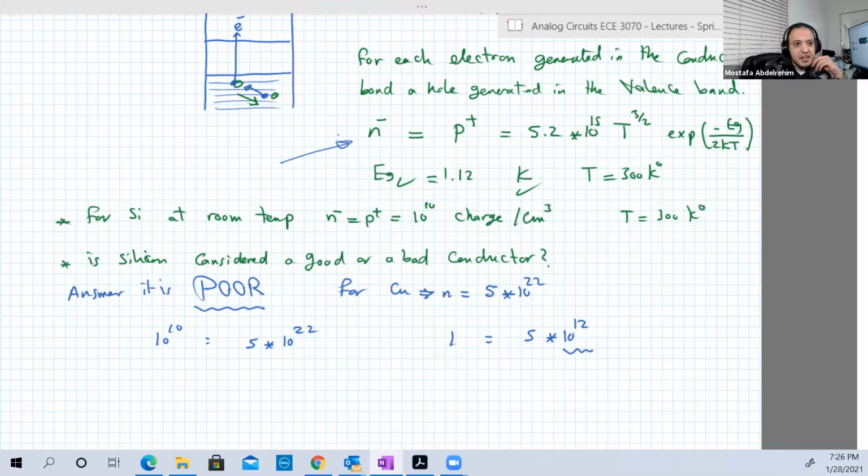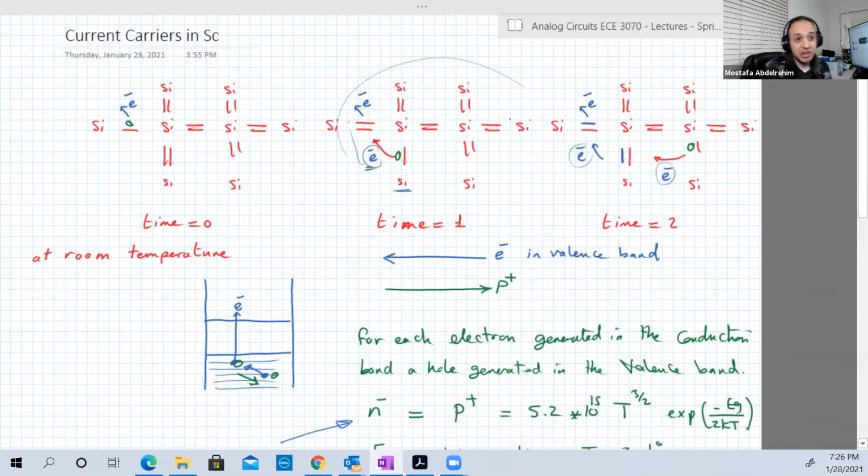But it turns out there is a smarter way to increase the conductivity of silicon, and that's the topic of the next lecture, which is doping. By adding other atoms, what we call dopant atoms, to the silicon crystal structure. The crystal, something like this, is called the crystal of silicon. That will increase the conductivity of silicon.